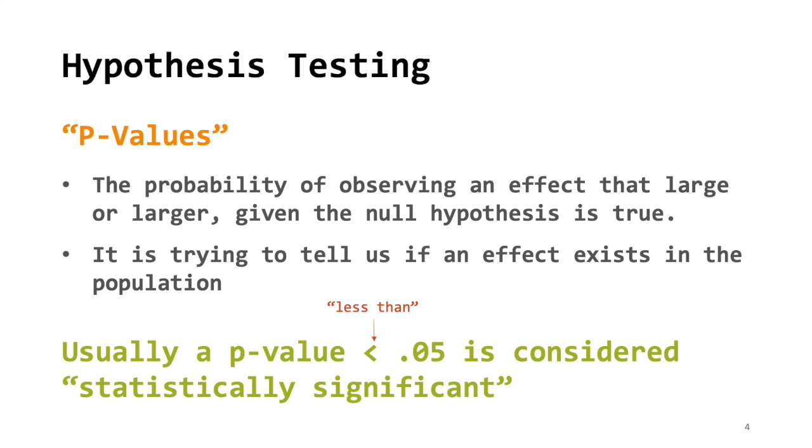So if we have a really small p-value, we're going to say the null just doesn't make sense with our data, so we're going to reject the null. If we have a big p-value, let's say a p-value of 0.55, that's a lot bigger than 0.05, so we would say it's not significant, and therefore we don't reject the null hypothesis.